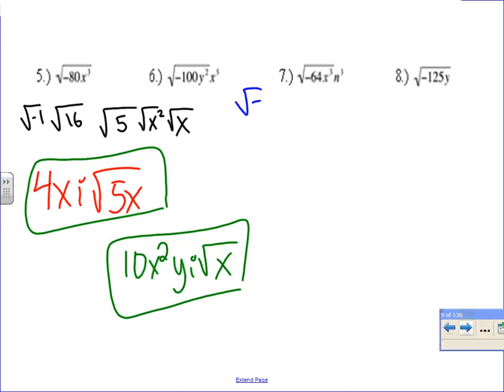So we need to break this down into square root of -1, square root of 64, square root of x squared, square root of n squared. Oh, is that n x to the 3rd? Yep. Sorry, I forgot about the x. Square root of n squared, square root of n. Okay, so go ahead and simplify that.